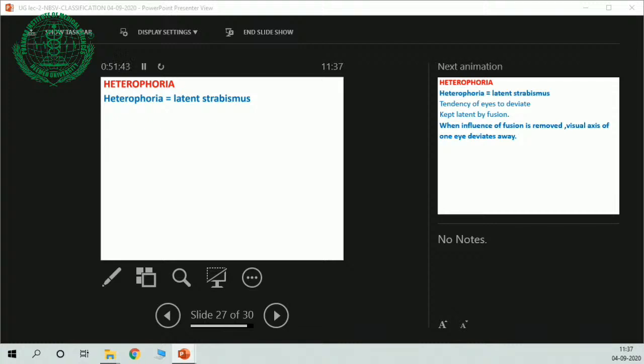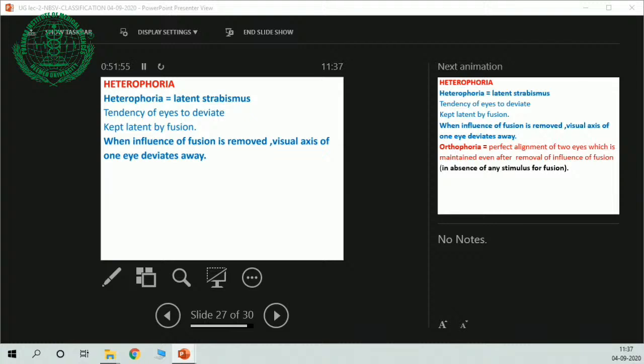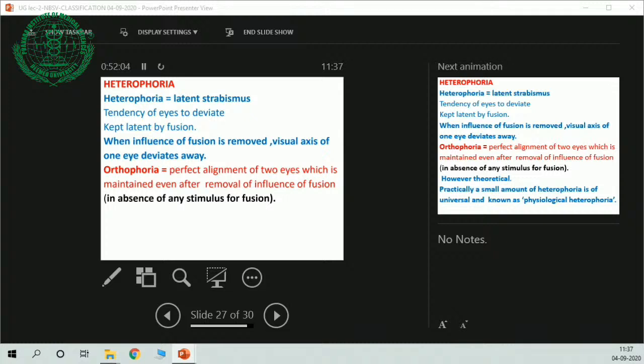Now coming to heterophoria. We have discussed that it is also called latent strabismus, because it is latent by fusion. This is just a revision. When the influence of fusion is removed, then the cover test is there. So all these investigative modalities. So orthophoria, what is orthophoria? It is the perfect alignment of two eyes which is maintained even after removal of the influence of fusion. Can it be possible in the absence of any stimulus of fusion, orthophoria, perfect alignment?